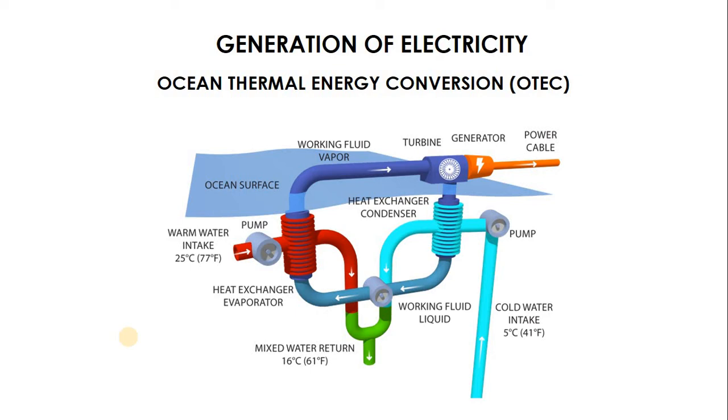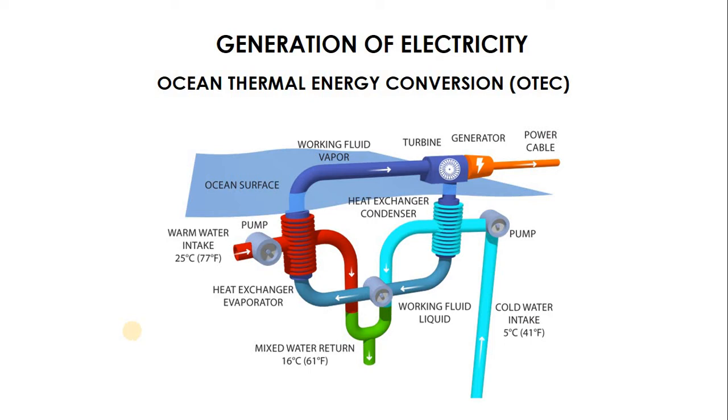Now the warm water at the surface of the ocean is usually around 25 degrees Celsius. And then the cold water that can be obtained from beneath the ocean can be as cold as 5 degrees Celsius. So how do we use the warm water at the surface of the ocean and the cold water from beneath it to generate power? Simple. Yes, we know 25 degrees Celsius may not be high enough to boil water.